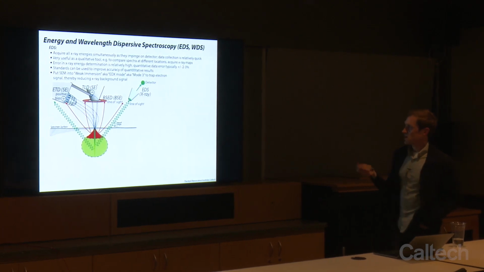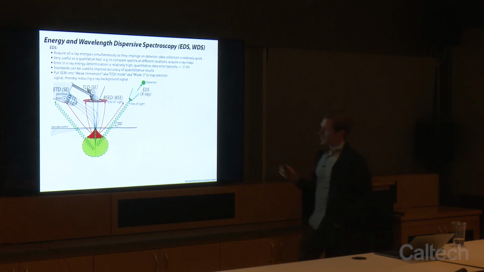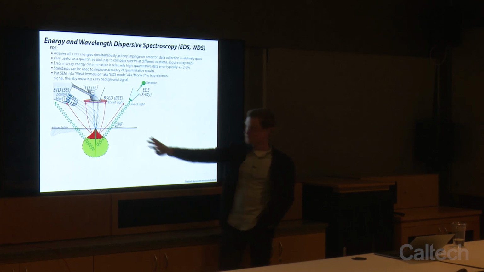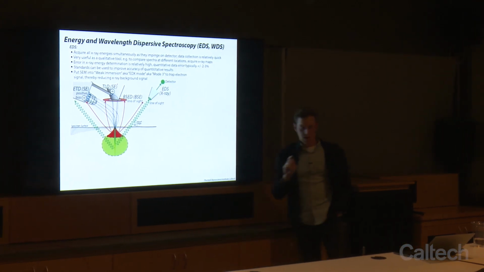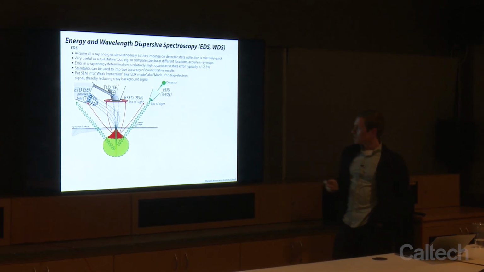Okay, and so here's a slide on energy and wavelength dispersive spectroscopy. So in EDS, you're just getting all of your different X-rays, all the different energies to the detector all at once. So you can form a spectrum, you get all your elements at one time.